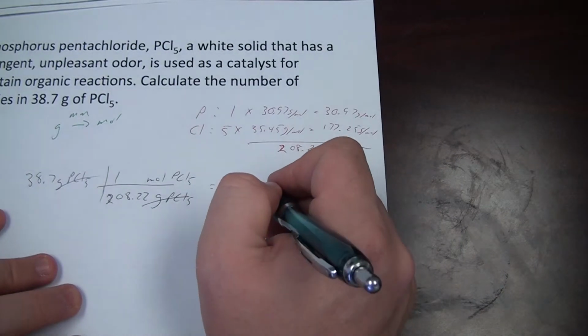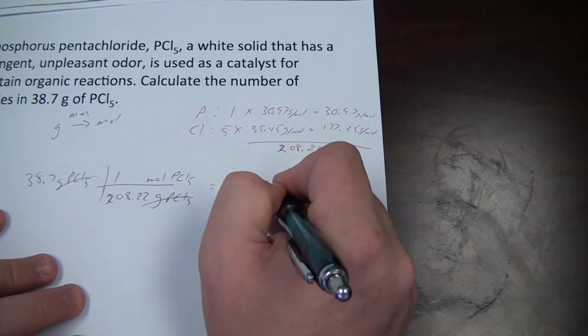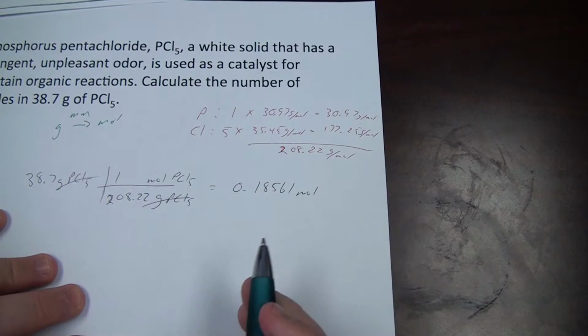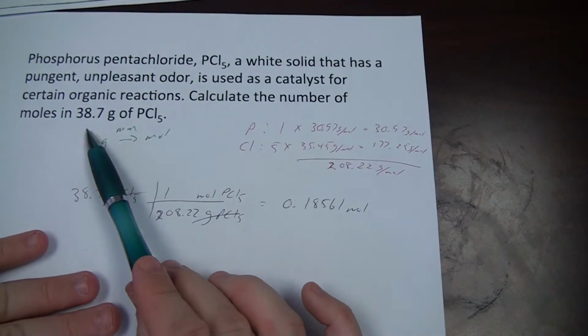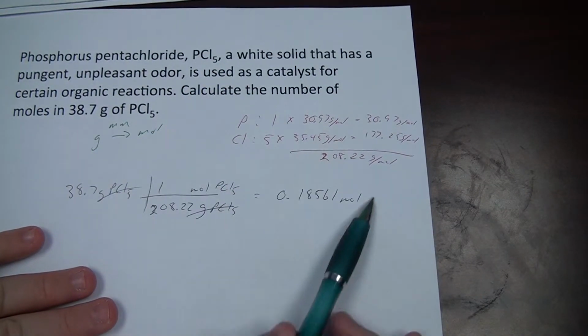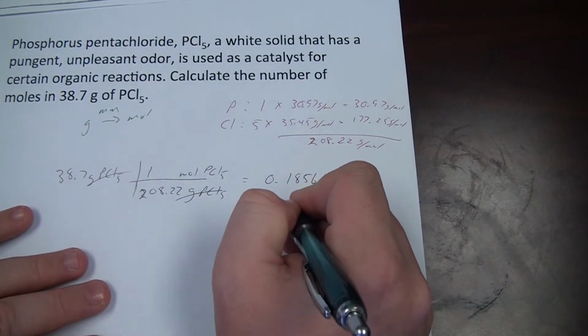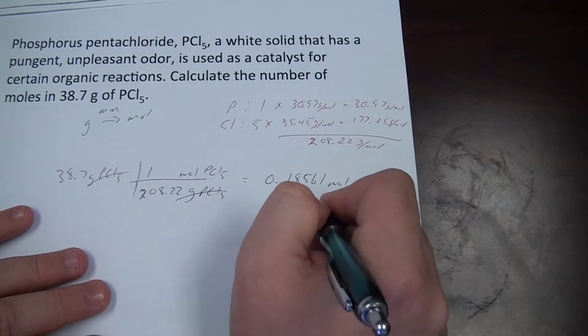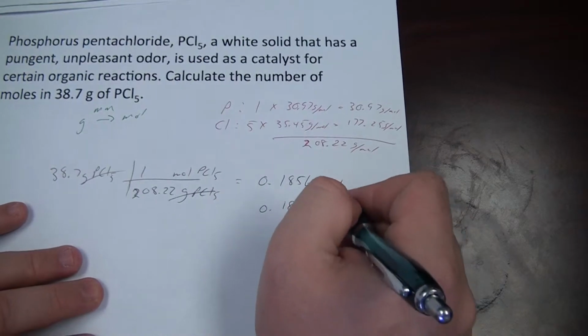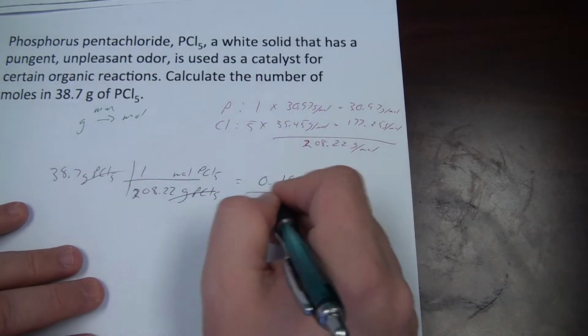So we're left with 0.18561 moles. Again, correct for significant figures. Up here we have 3, so our answer should have 3: 0.186 moles of PCl5.